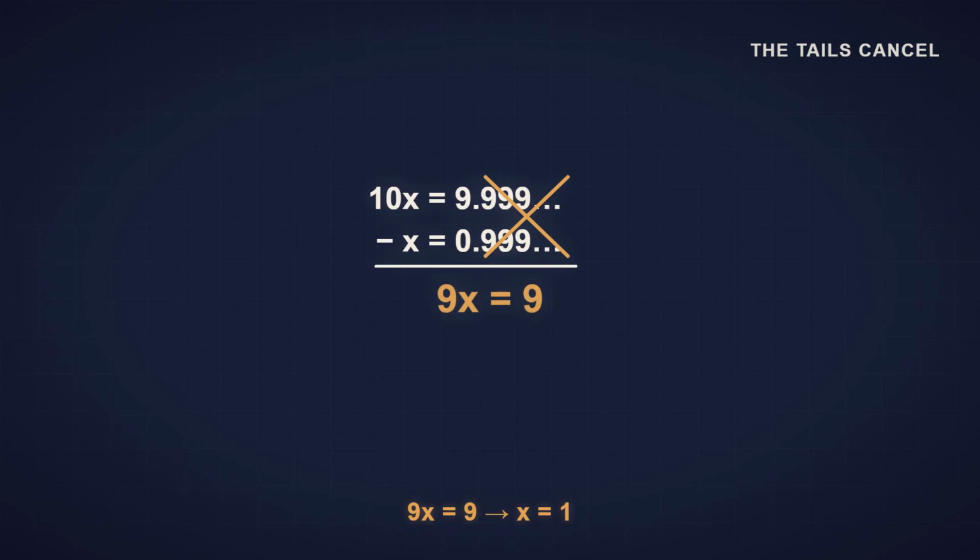Nothing was rounded. We did not chop the decimal after a convenient number of places. The cancellation works precisely because both tails continue forever and match digit for digit.